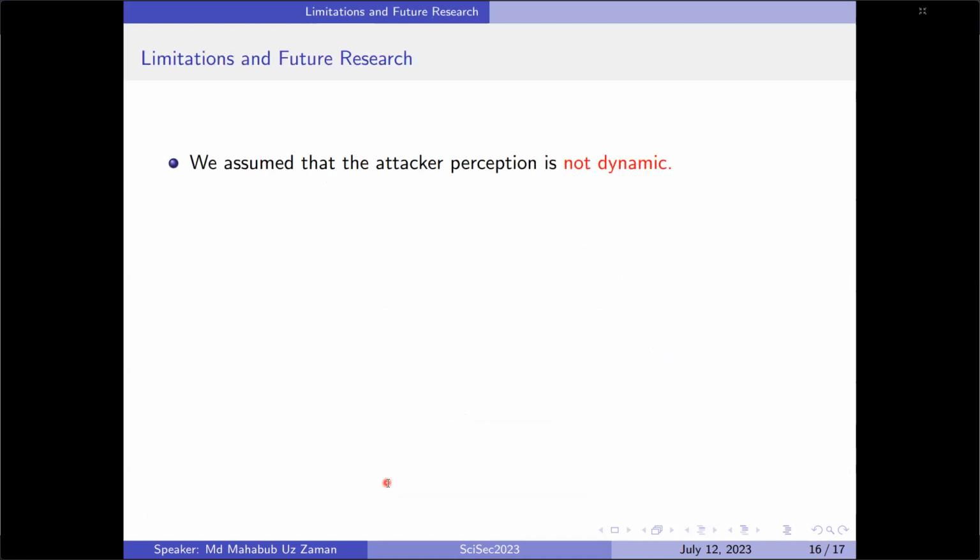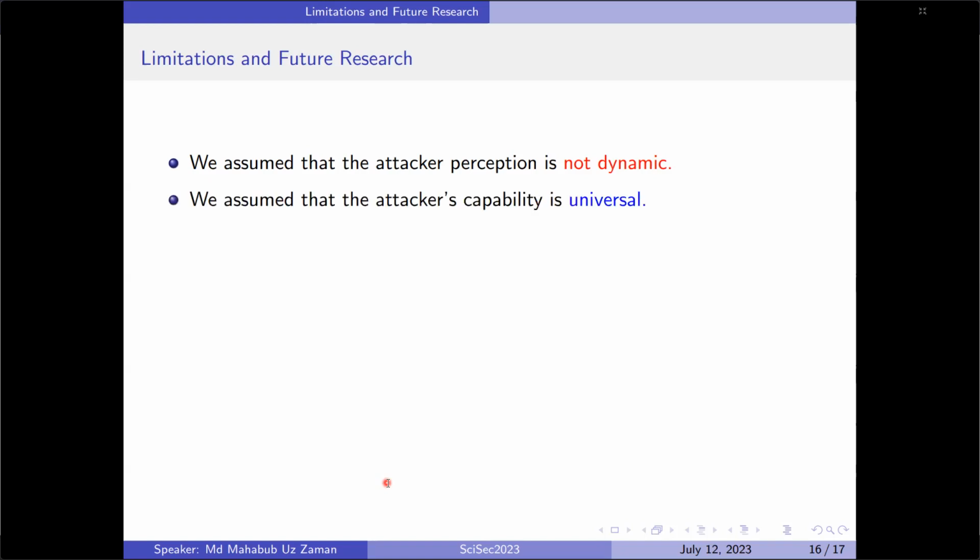In the limitation and future research part, we assume that the attacker's perception is not dynamic. The attacker has taken a decision, or has a prior inference about the computers, and when it attacks, whenever it gets exposed or it successfully gets a production computer in hand, it doesn't change its decision. So it's totally static. In further research, we can see whether it can be done in a dynamic way. We also assume that the attacker's capability is universal.